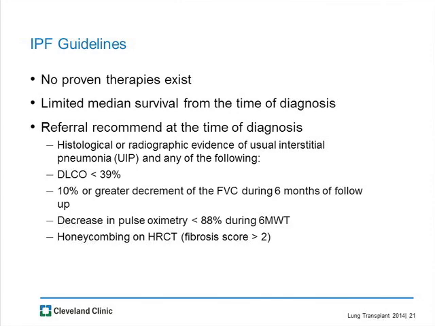A DLCO less than 39%, or a 10% decrease in the FVC during 6 months of follow-up, a decrease in pulse oximetry to less than 88% on the 6-minute walk, or honeycombing on the high-resolution CT with a fibrosis score greater than 2 is very important to keep in mind in referring these patients. Early referral is what I stress in these patients. We see too many of these patients too late and too sick.